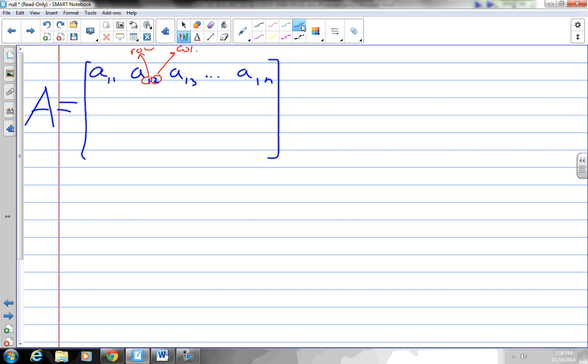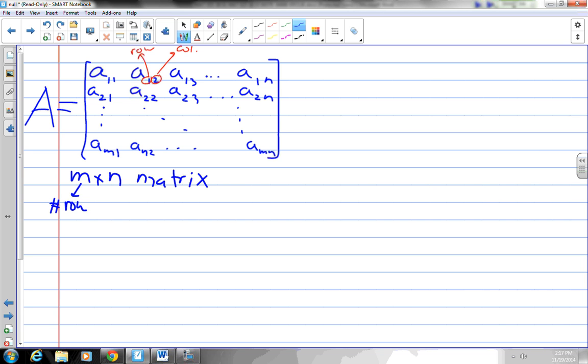This is the second row, first column, A 2,2, A 2,3, and so forth, all the way to A 2,n. And the last one here would be A m,n, if I allow a bunch of entries in there. So this is the m by n matrix. So m would be the number of rows, and n would be the number of columns.